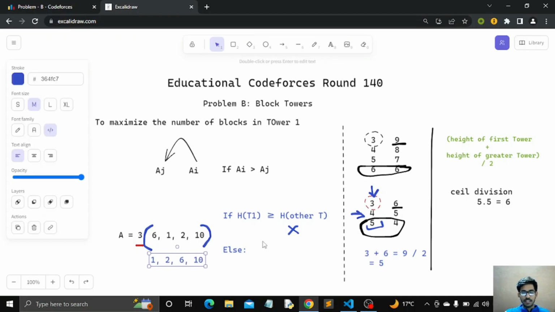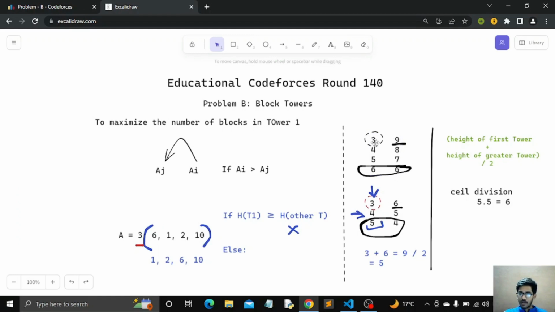Because if we directly or randomly perform this operation, so let's say instead of performing the operation in ascending order or in increasing order one by one, I directly perform the operation on the first tower and the tower with the greatest height, let's say the tower with height 10, then the height of the first tower will surely increase, but then why is there a need to sort the heights of the remaining towers? Because let us consider this test case.